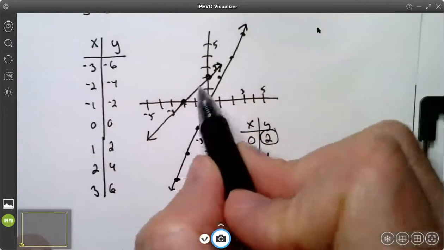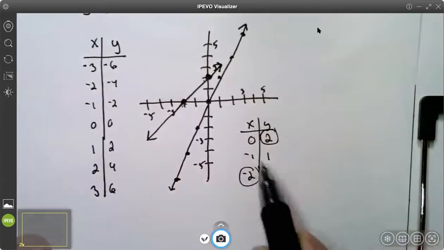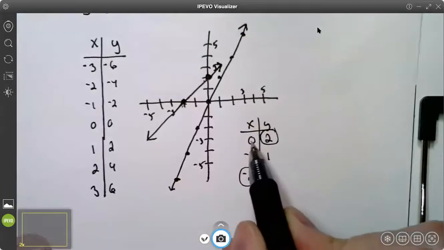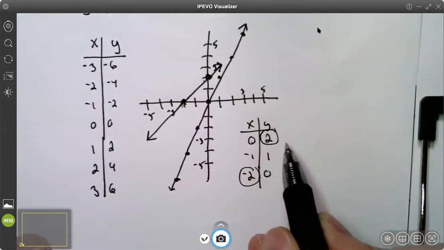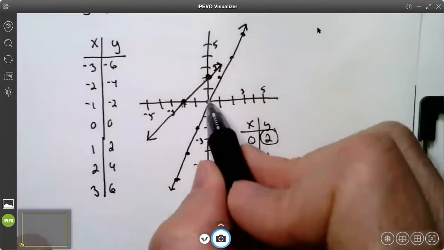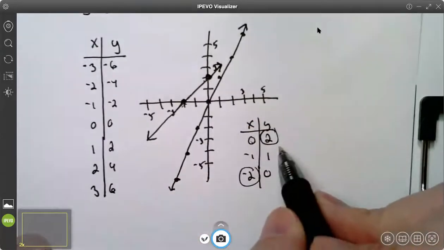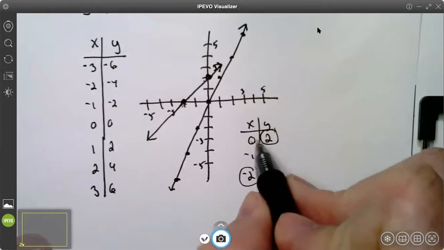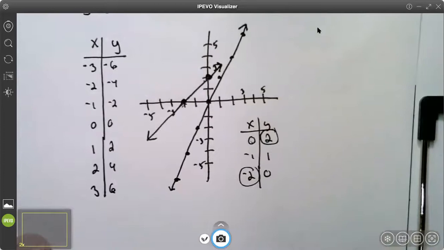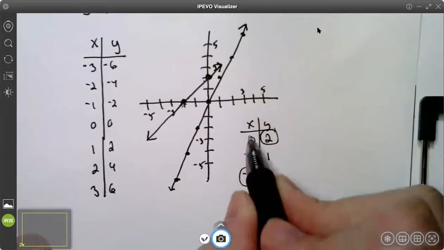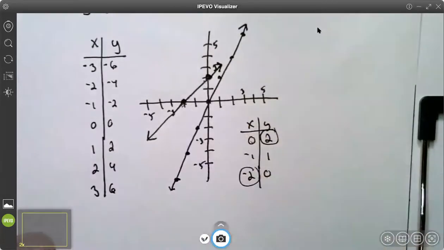I can also look on the graph to find my intercepts. The x-intercept is -2. The y-intercept is 0, 2. My y-intercept is +2. My x-intercept is -2. You can find the zeros, or you can see where they cross the graph.